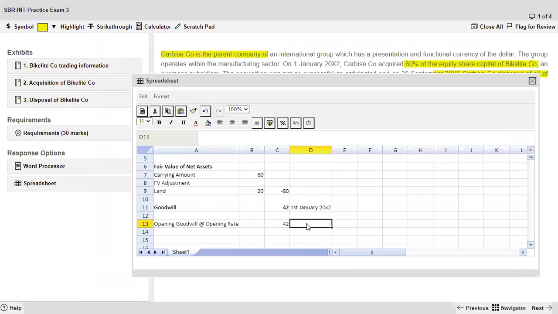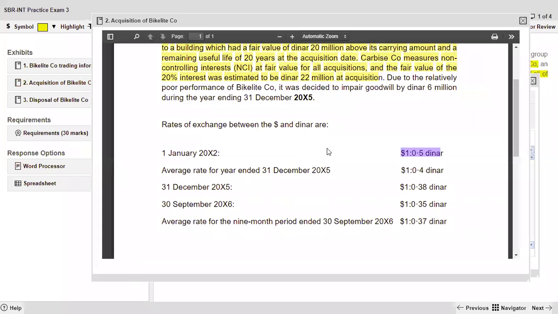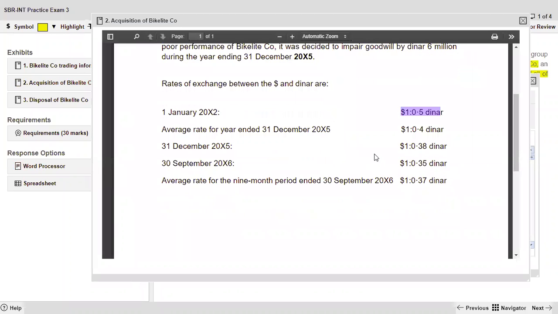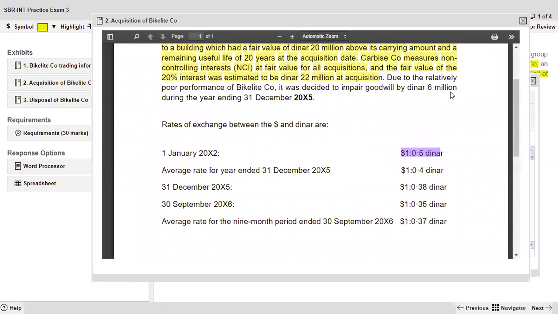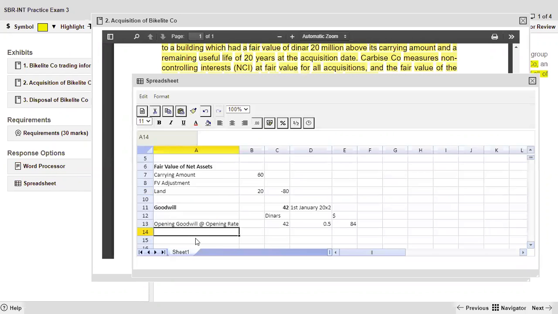So the opening rate is half. This is dinars, this is dollars: 84. Now, there was this impairment also, and the impairment was 6 million. The exchange rate applicable on the impairment is going to be what? We'll see that.